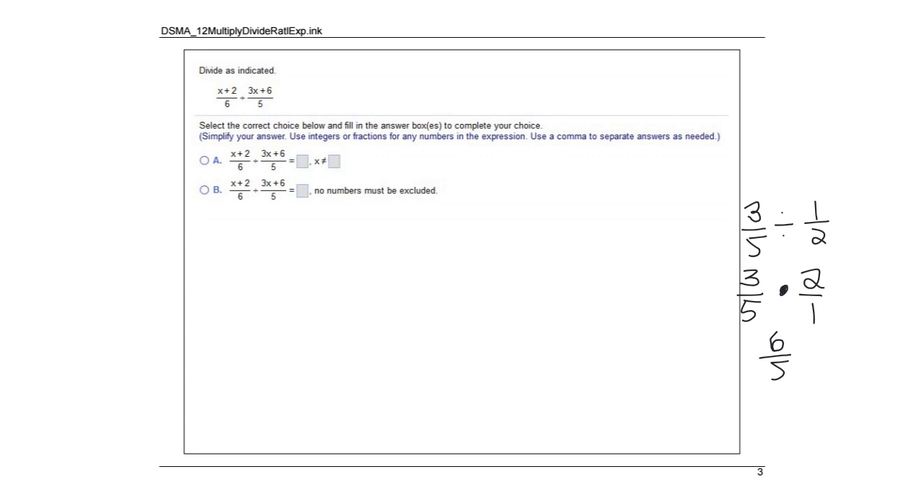But there's always a but, right? We have to check for exclusions before we flip and after we flip. Okay, so I'm going to go ahead and factor this. When I factor, I get (x + 2)/6 divided by 3(x + 2), right? There's a greatest common factor in there, all divided by 5.